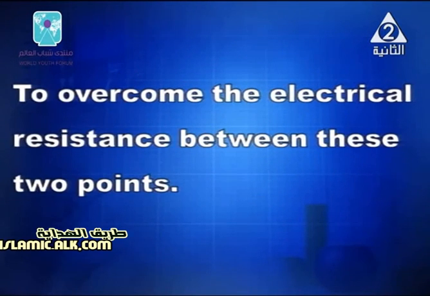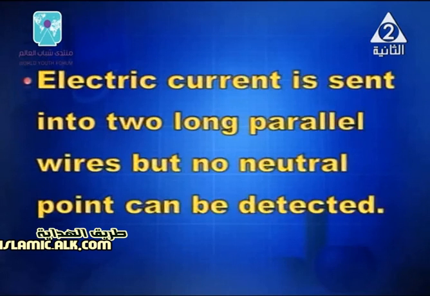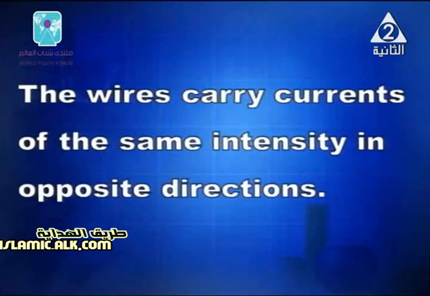Another give reason: electric current is sent into 2 long parallel straight wires, but no neutral point can be detected. This happens when the wires carry currents of the same intensity in opposite directions.